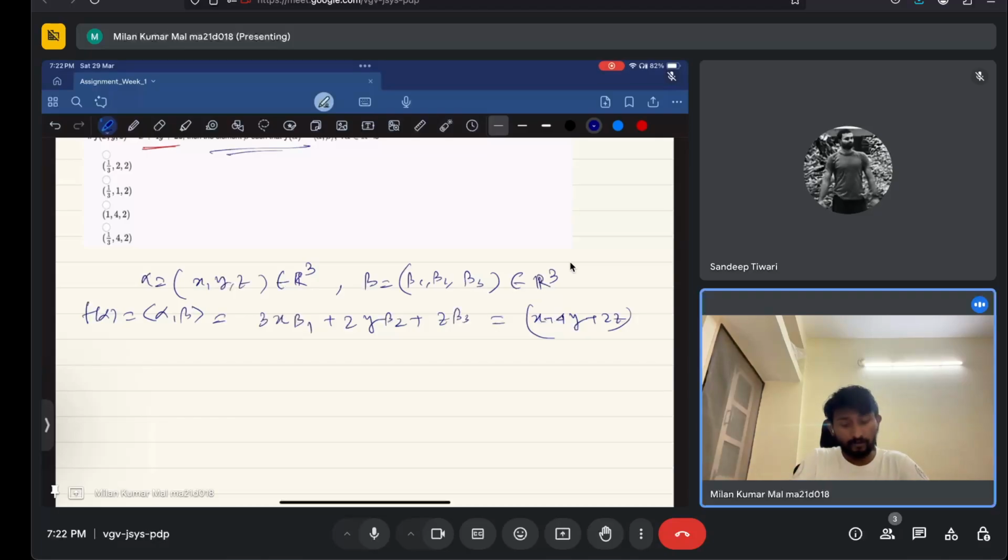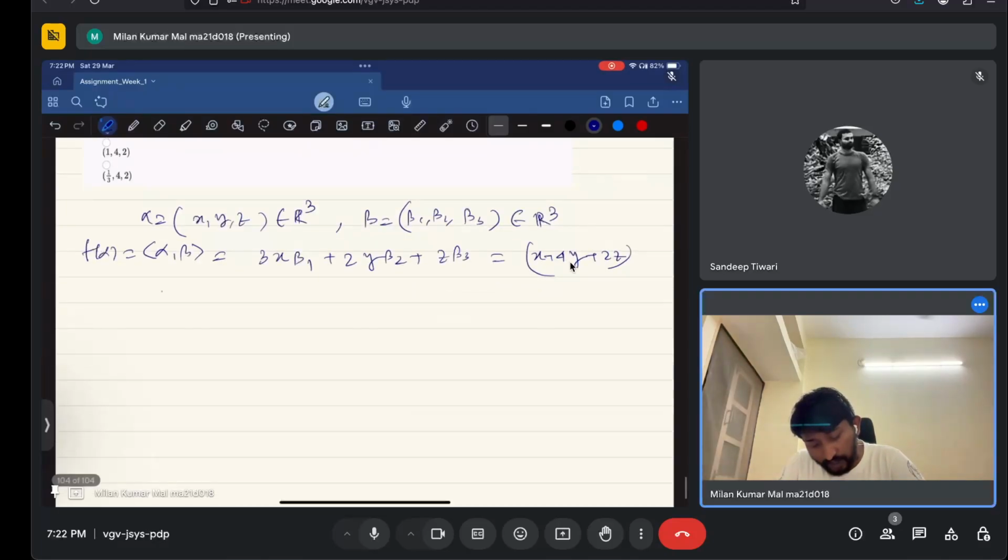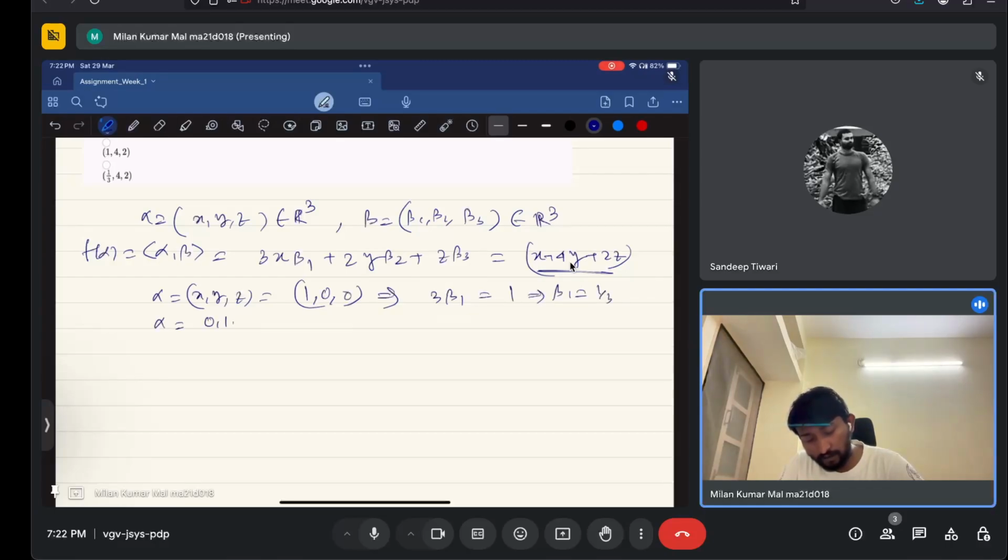Now we have to find beta 1, beta 2, beta 3, right? You can take alpha, that is x, y, z, as 1, 0, 0. Then on the left hand side you will get 3 beta 1, and the right hand side is 1. So that will give beta 1 equals 1 by 3. You can take alpha equals 0, 1, 0, and that will give 2 beta 2 equals 4, so beta 2 equals 2. If you take 0, 0, 1, then you will get beta 3 directly, equal to the right hand side, 2. So beta 1, beta 2, beta 3 is 1 by 3, 2, 2.